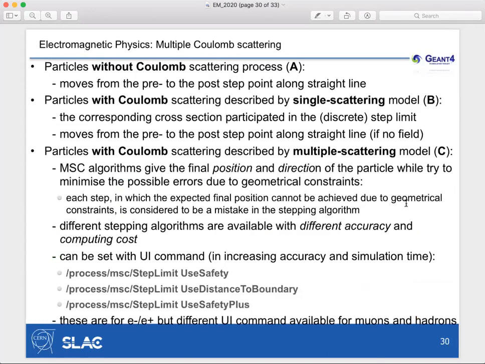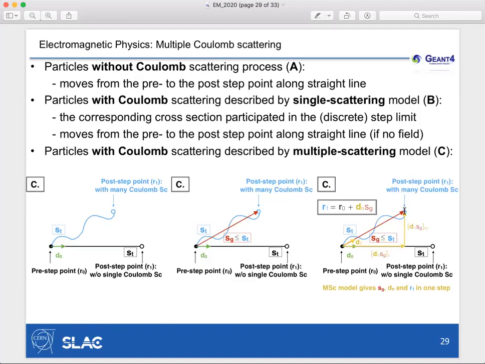Okay. So everything is fine as long as we can eventually put the particle into this final position. Because multiple scattering will tell all these things, but the step limit is applied at the pre-step point, where we still don't know if we can go as far as we want.